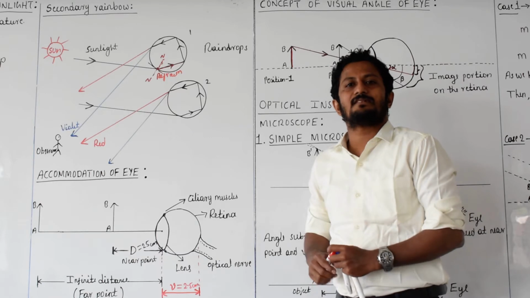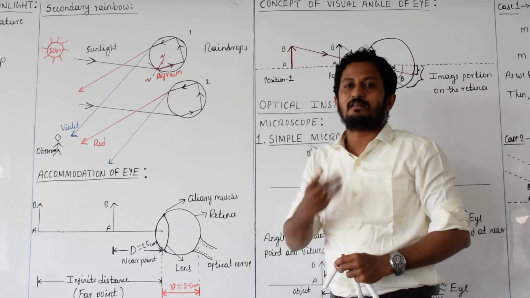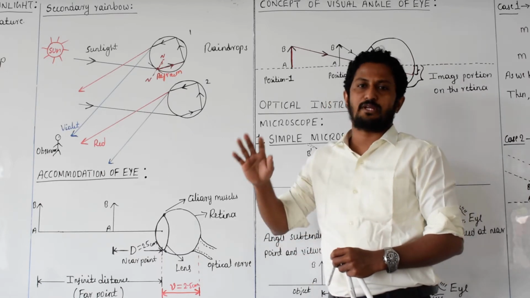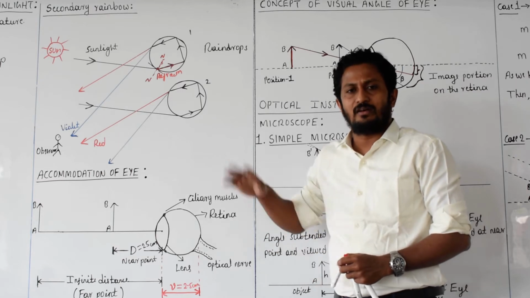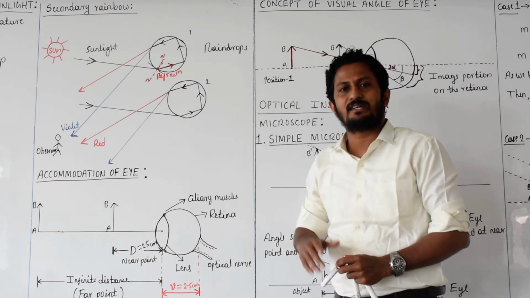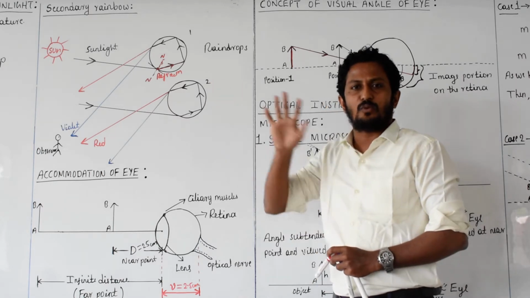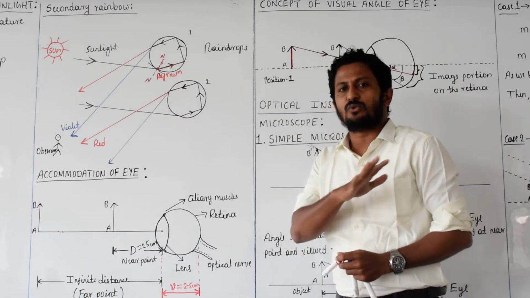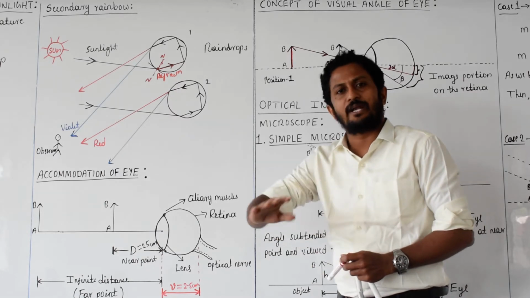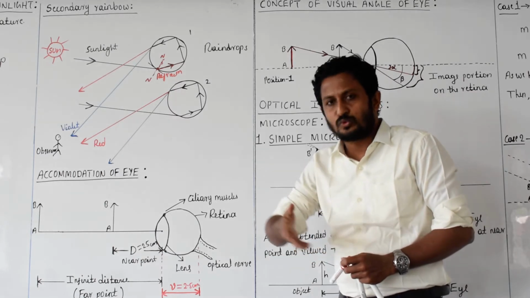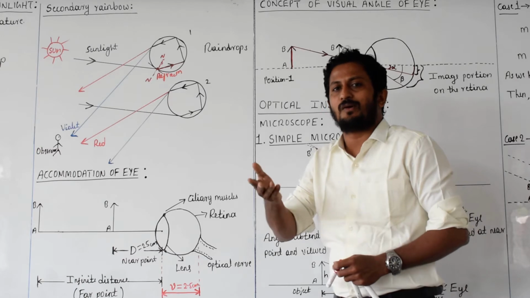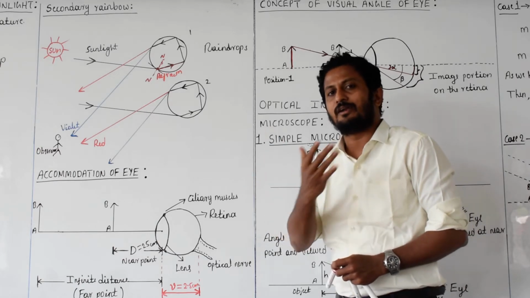In that previous class I was telling you about the rainbow. There we discussed the primary rainbow, and now we are going to discuss the secondary rainbow. I said the secondary rainbow takes place when light rays enter through the bottom portion of those falling raindrops.